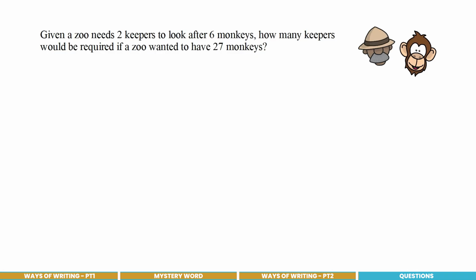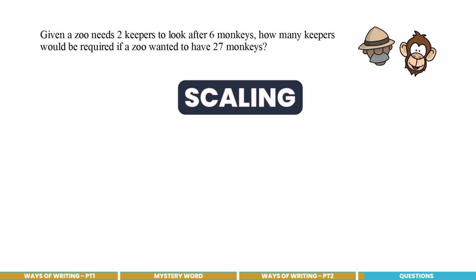Okay, let's check out an actual question. Given a zoo needs 2 keepers to look after 6 monkeys, how many keepers would be required if a zoo wanted to have 27 monkeys? This is an example of a scaling question, where we are given a ratio and we need to scale it up, or sometimes down, to reach our answer.